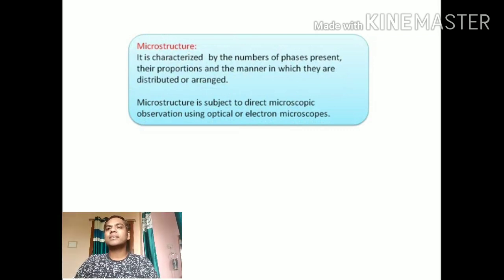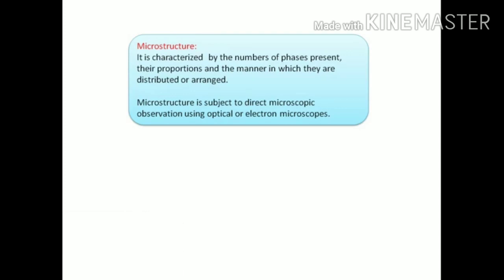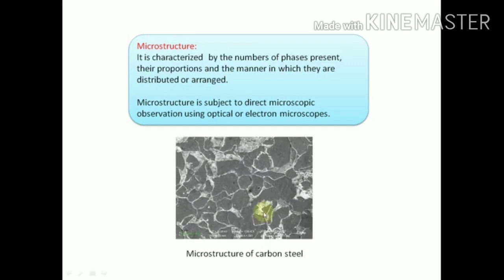Microstructure. It is characterized by the number of phases present, their proportions and the manner in which they are distributed or arranged. Microstructure is subject to direct microscopic observation using optical or electron microscopes. This is the microstructure of carbon steel.